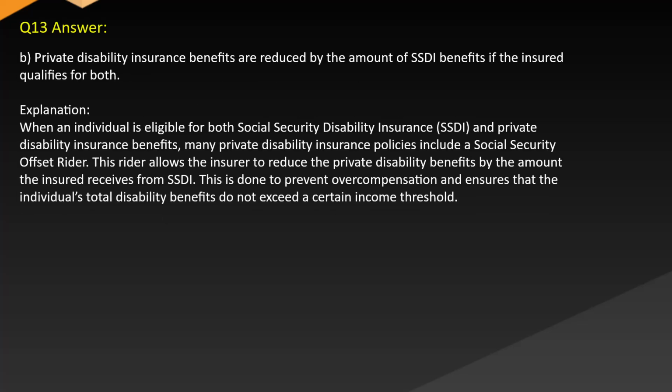Answer: B. Private disability insurance benefits are reduced by the amount of SSDI benefits if the insured qualifies for both. Explanation: when an individual is eligible for both Social Security Disability Insurance (SSDI) and private disability insurance benefits, many private disability insurance policies include a Social Security offset rider.